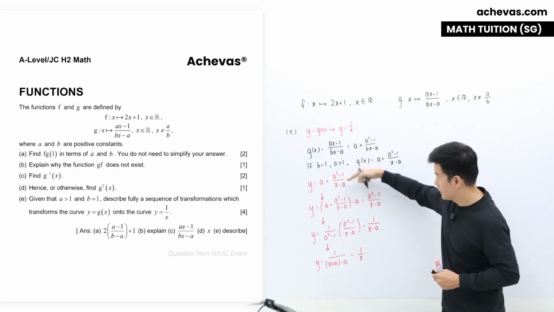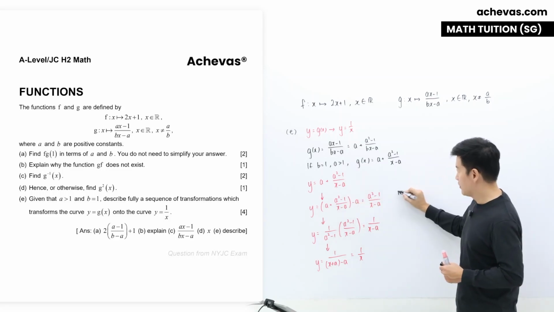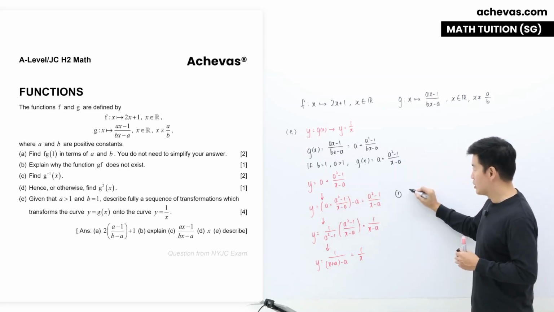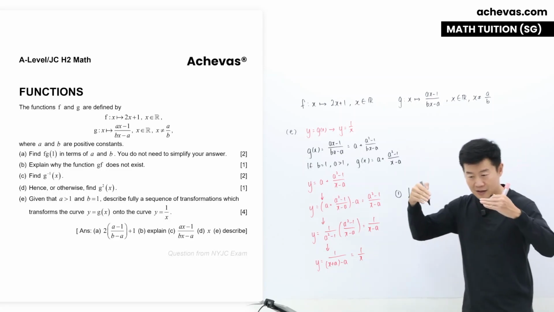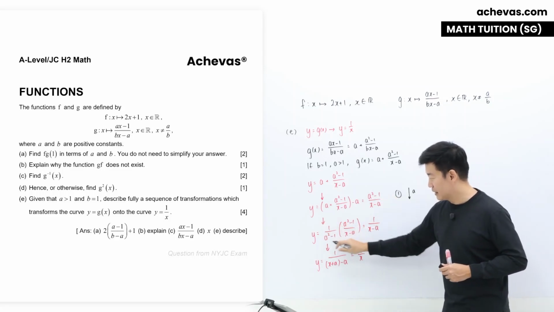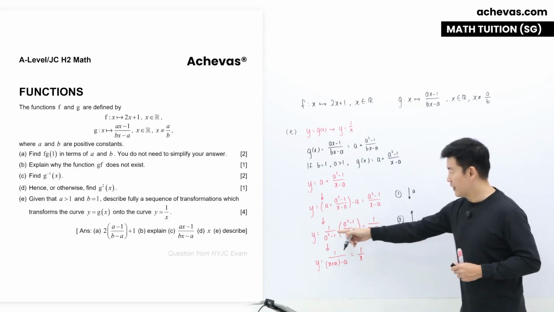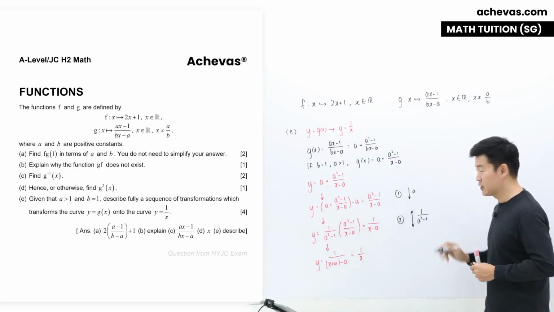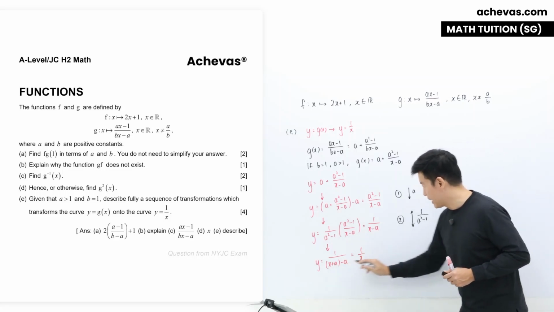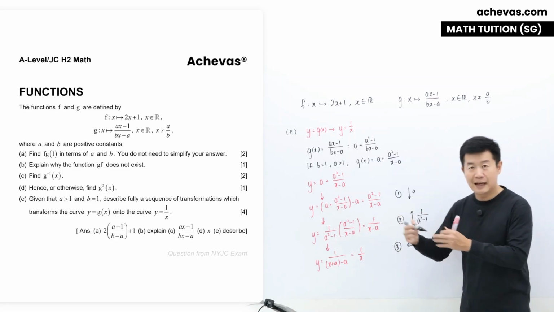So from here to here, we minus the entire thing by a. So the first transformation will be, since we minus the entire thing by a, a translation of a units in the negative y direction. Then after that, taking this, we multiply it entirely by 1/(a² - 1). So the second transformation will be scaling by a factor of 1/(a² - 1) parallel to the y-axis. Then finally, we are replacing this x by x + a. So the last transformation will be a translation of a units in the negative x direction.